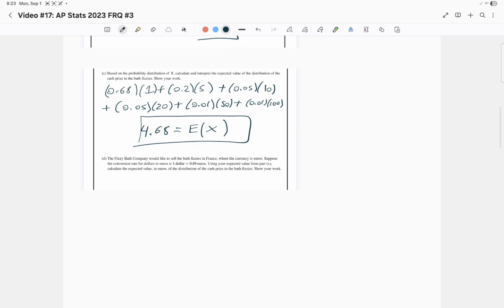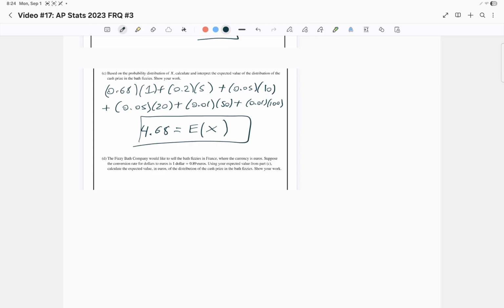Okay, part D is where it gets interesting. It switches it up a little bit. The Fizzy Bath Company would like to sell the fizzies in France, where the currency is euros. Okay, that changes things. Suppose the conversion rate for dollars to euros is $1 equals 0.89 euros.